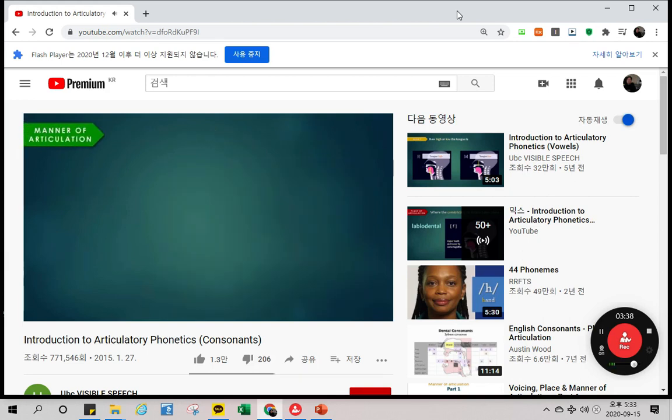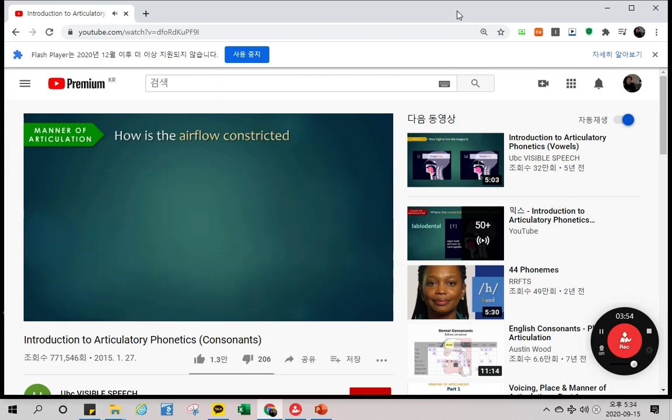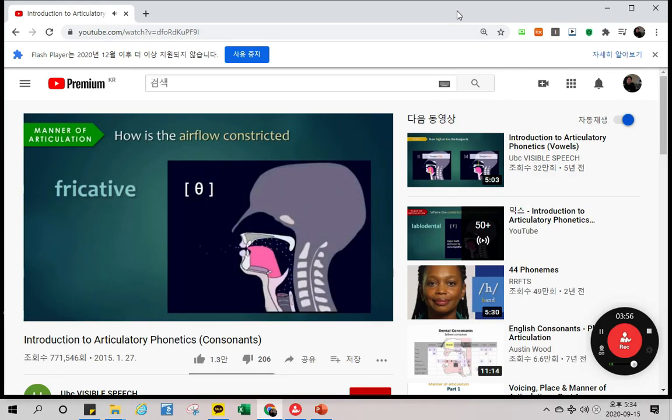Manner of articulation refers to how the airflow is constricted in the vocal tract. Stop sounds result from a complete constriction of airflow, followed by a release of that air, such as p, t, k, b, d, g. Fricatives are sounds produced when the tongue approaches but does not make contact with a place of articulation, causing a bottleneck of the airflow. And this gives the sound a friction-like quality, such as v, f, z, sh.